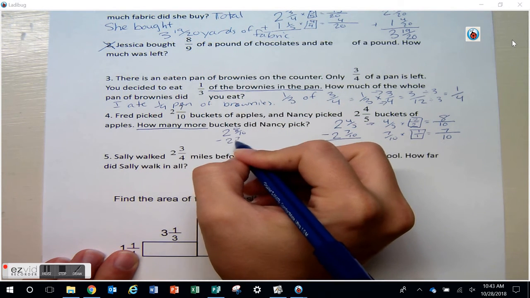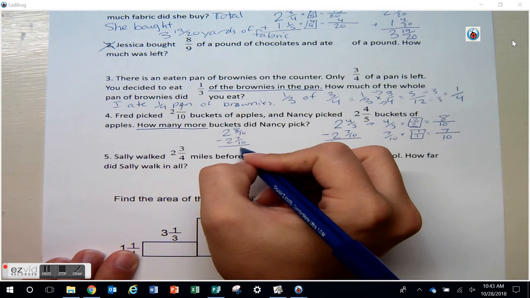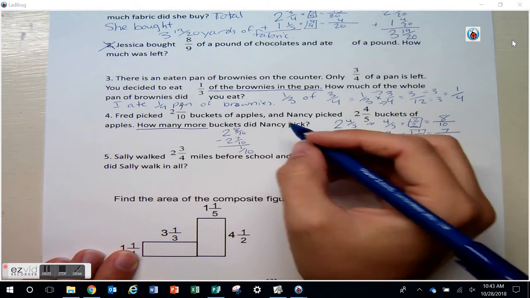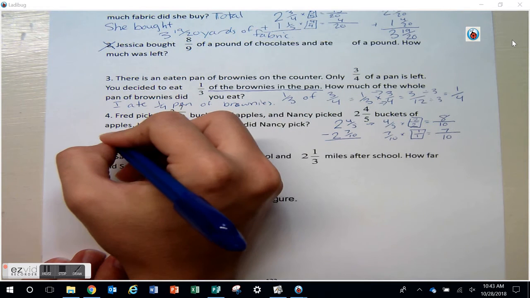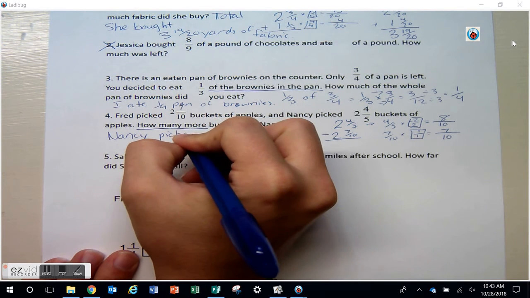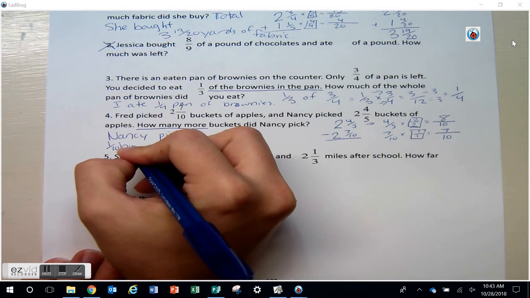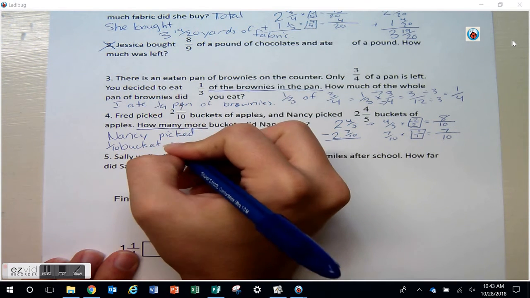My answer, fractions first. 8/10 minus 7/10 is 1/10. 2 minus 2 is nothing. So Nancy picked 1/10 bucket more of apples.